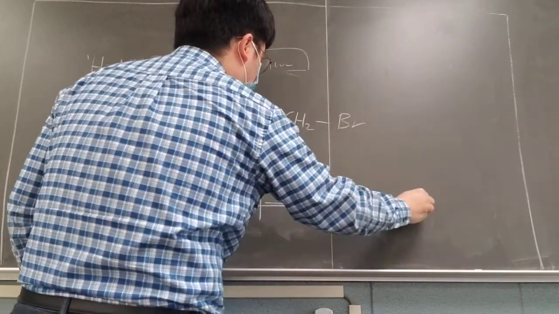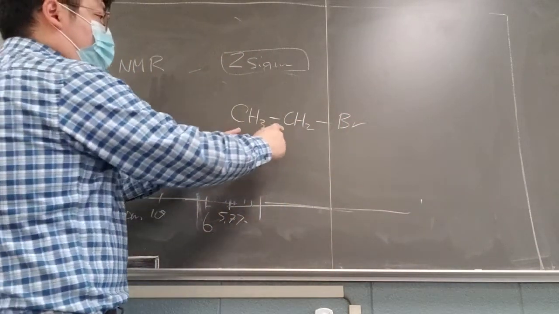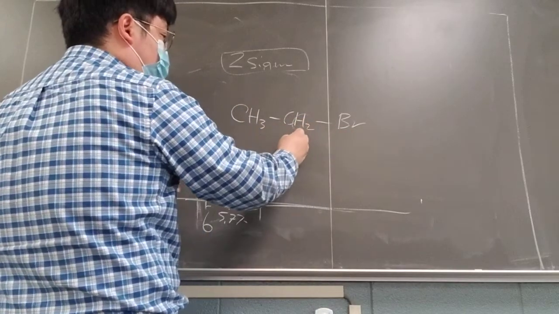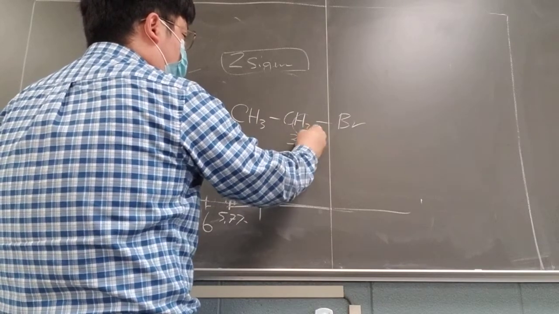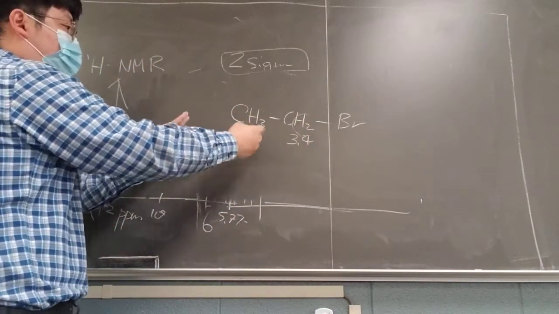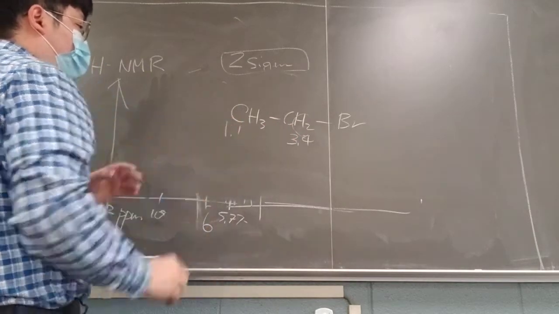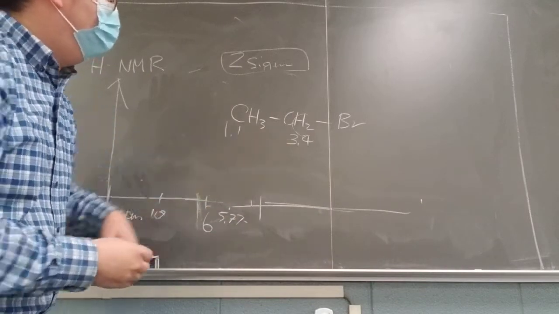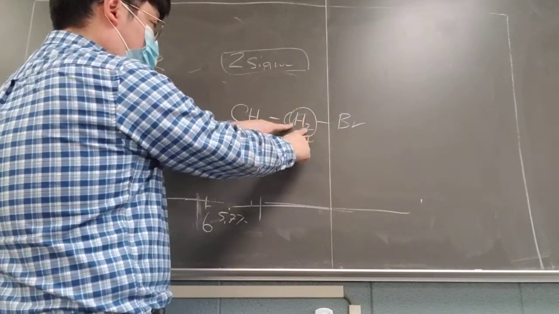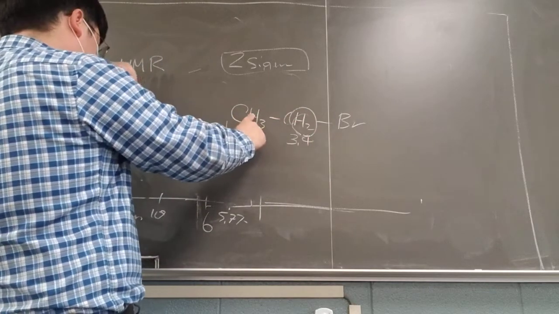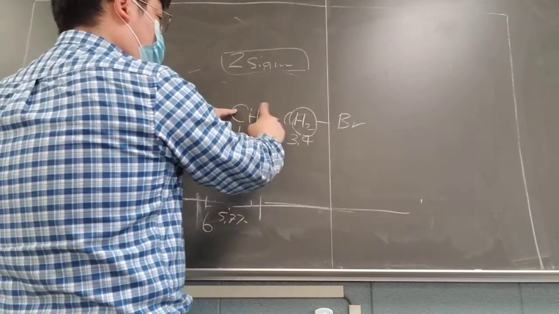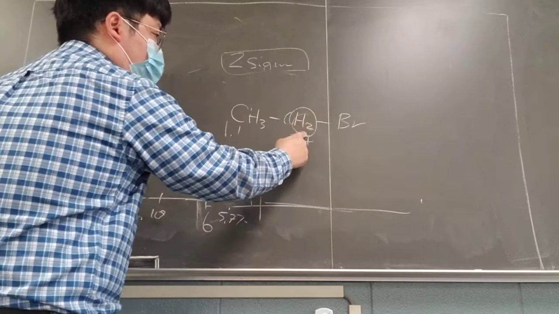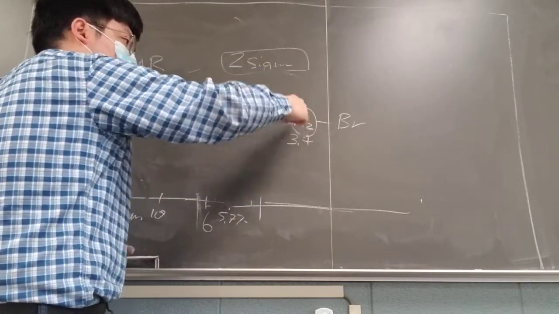So if you think about this one, this is the proton bound to the carbon with the bromine here. So this will be around like 3.4. This is in the terminal position, so it'll be about 1.1 or 1.2. So we look at this one over here. These 2 protons are equivalent, those 3 protons are equivalent, but these 2 are not equivalent to each other. So they will also be interacting with each other. So this signal here will be 1 signal because these 2 protons are in the same conditions.